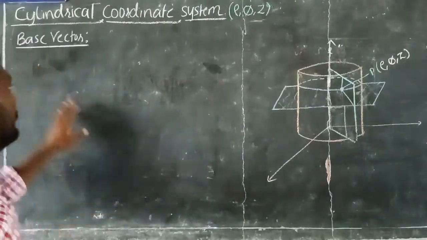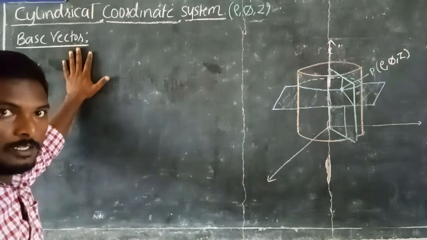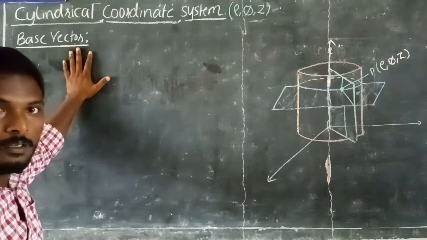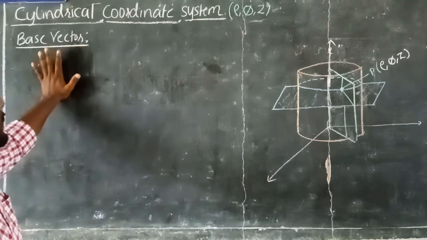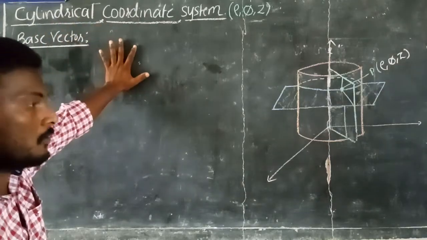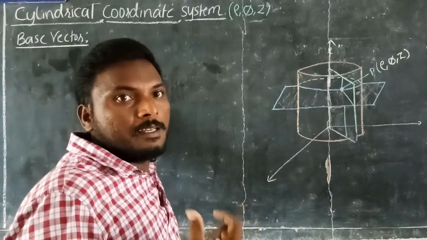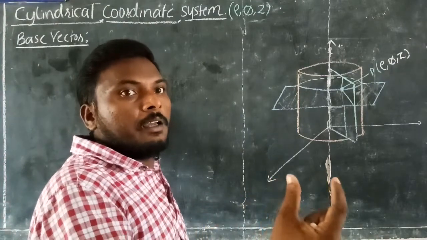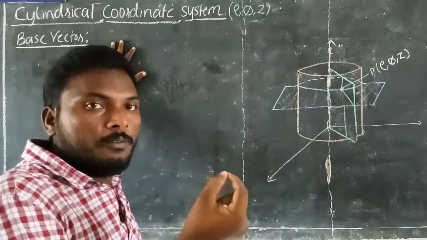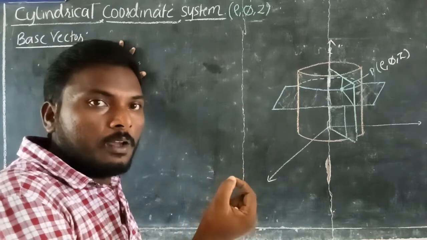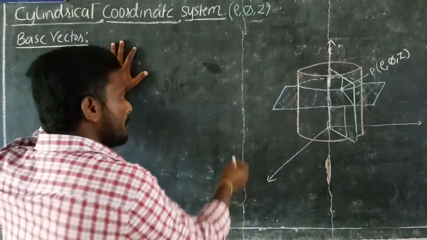Next topic is base vectors. The base vectors concept is already discussed in the Cartesian coordinate system. Base vectors are nothing but unit vectors which are oriented along their axes. Now we will see the base vectors in the cylindrical coordinate system. In the Cartesian coordinate system, the base vectors are ax bar, ay bar, and az bar. They are oriented along their axes. That means ax is oriented along the x-axis, ay bar is a unit vector oriented along the y-axis, and az bar is a unit vector oriented along the z-axis.